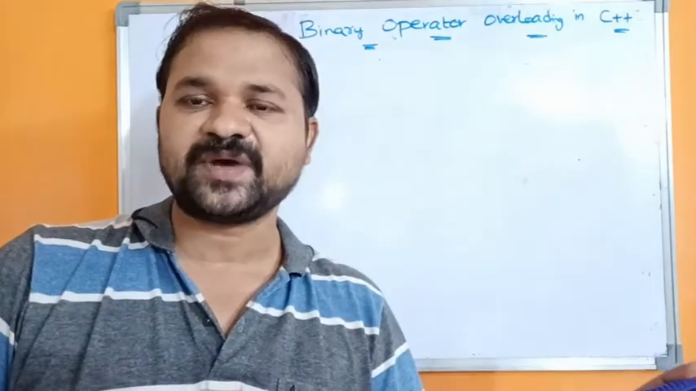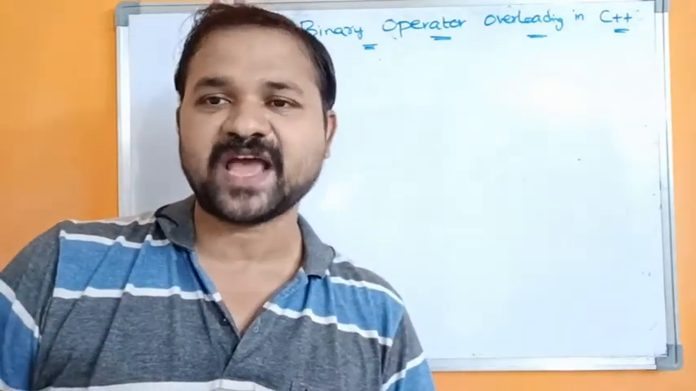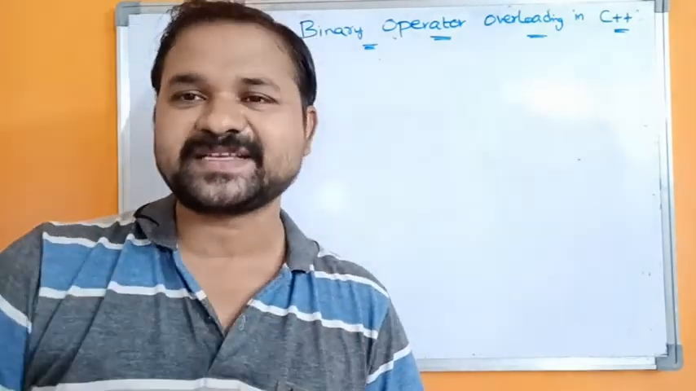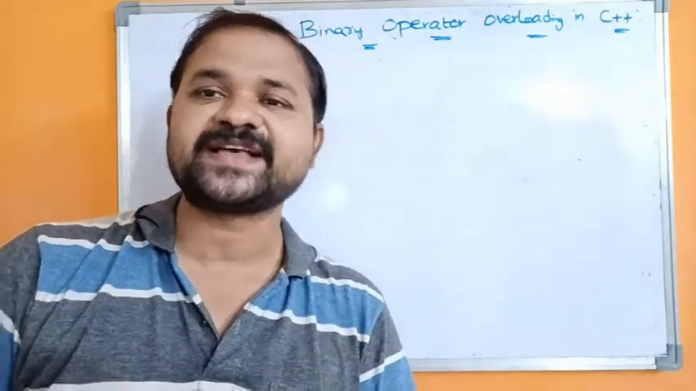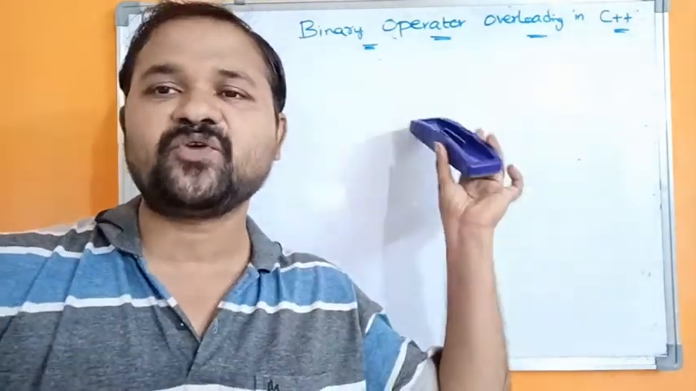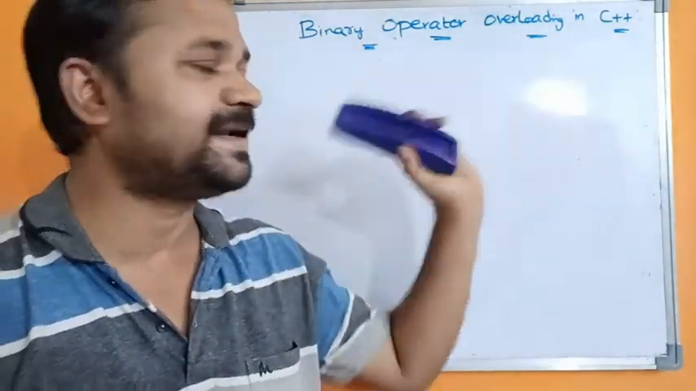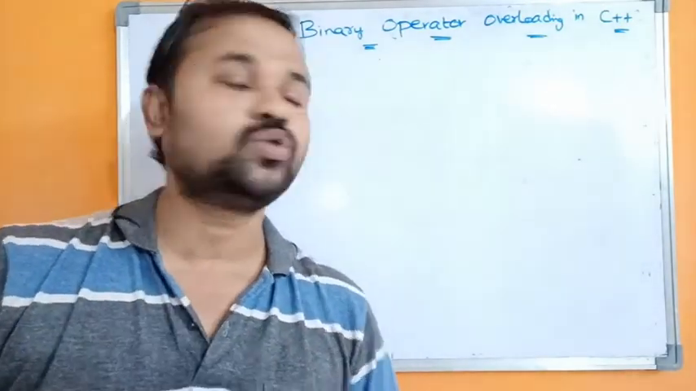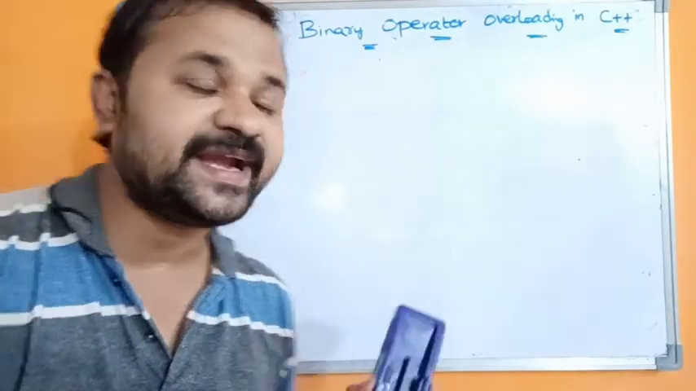First one is unary operators, second one is binary operators. Already in the previous class we have seen unary operator overloading such as plus plus, minus minus by taking operator function as member function as well as friend function. In this video we are going to discuss how we can overload binary operators in C++ programming language. Here in order to implement operator overloading, we have to define operator function.